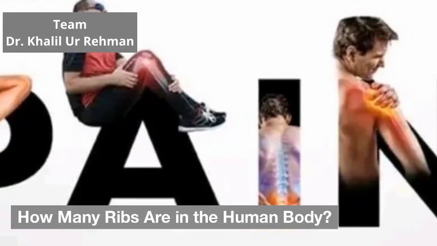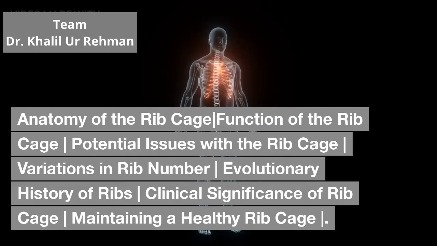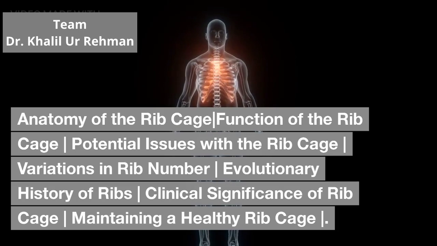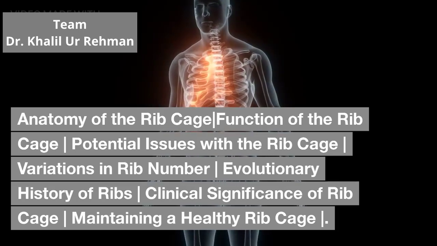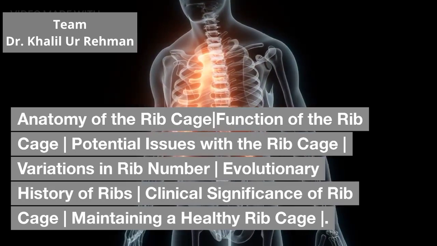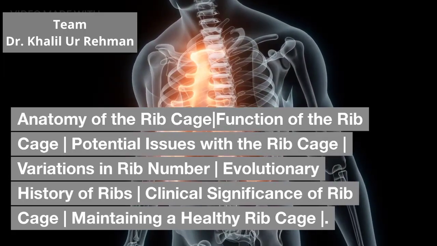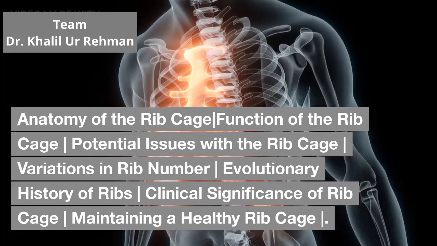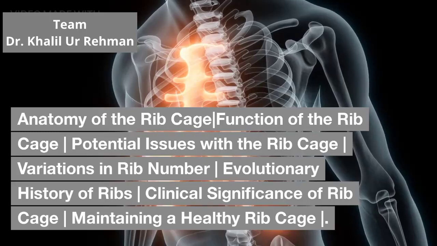How many ribs are in the human body? Anatomy of the rib cage. Function of the rib cage, potential issues with the rib cage, variations in rib number, evolutionary history of ribs, clinical significance of the rib cage, maintaining a healthy rib cage.